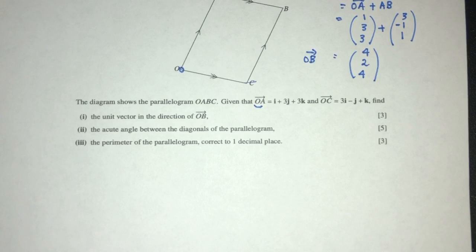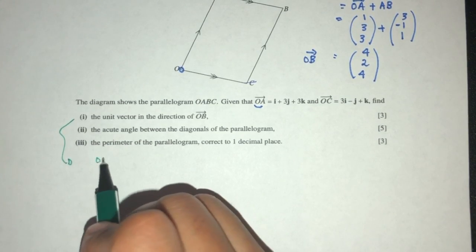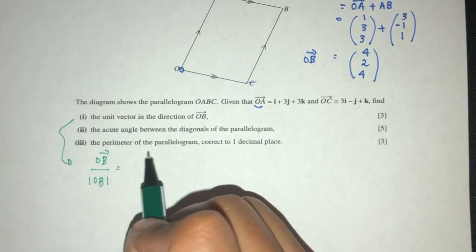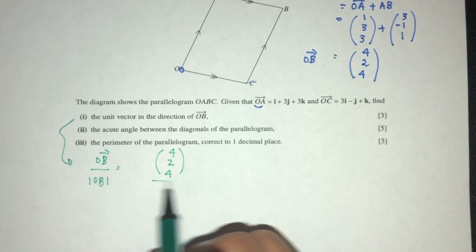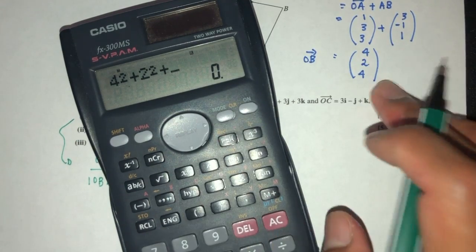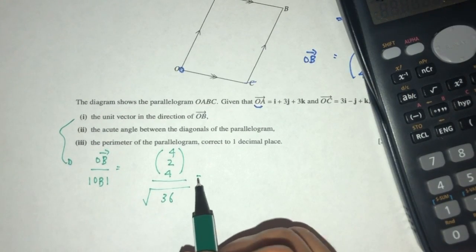Now, for us to find the unit vector in the direction of OB, we have to take OB divided by the magnitude of OB. Pretty easy. Here we have 4, 2, 4 divided by the magnitude. So it will be the square root of 4 squared plus 2 squared plus 4 squared. That should be root of 36. That should be what?